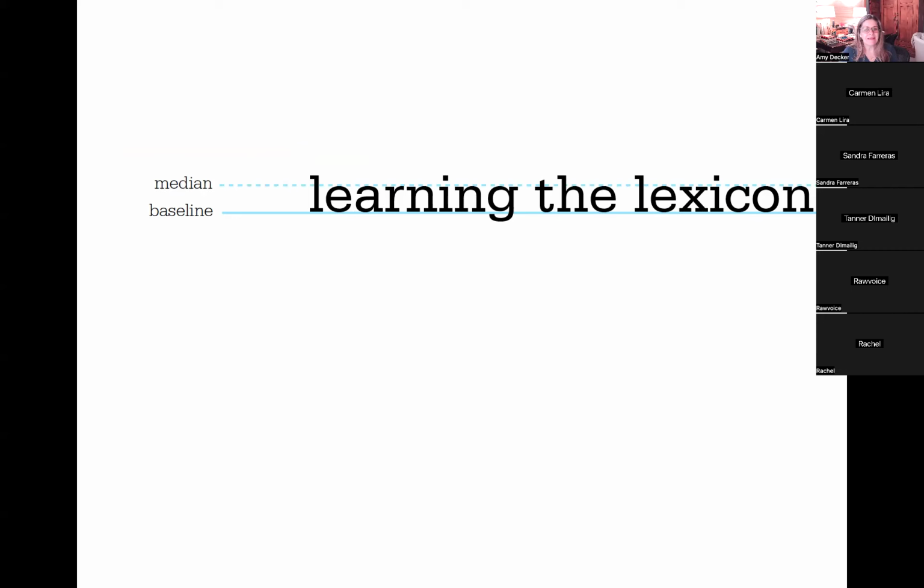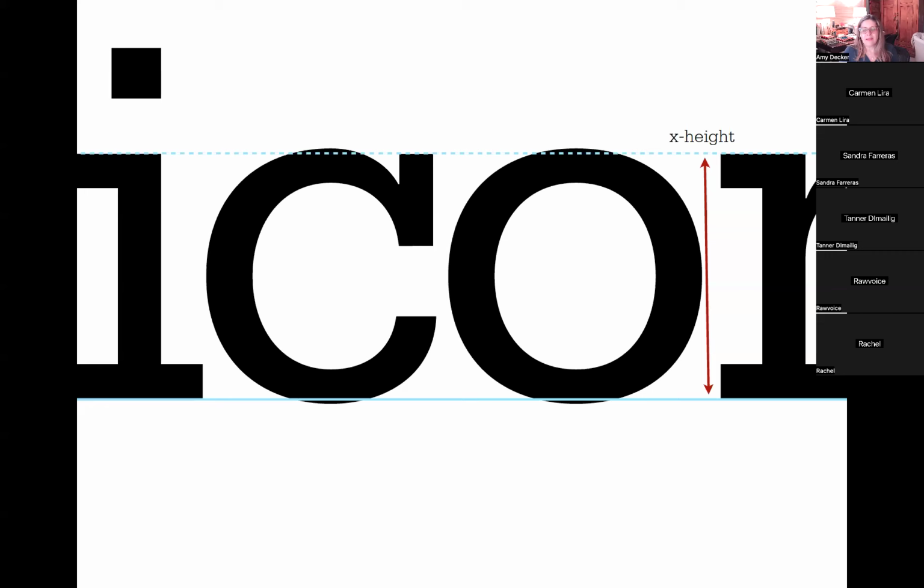Here's a median line. That's going to give us the space between the baseline and the top of the lowercase letters. And then the space between those two lines is called the X height. So you have a baseline that our letter forms are sitting on, the median line, which is the top of the lowercase letters, and that space between is the X height.